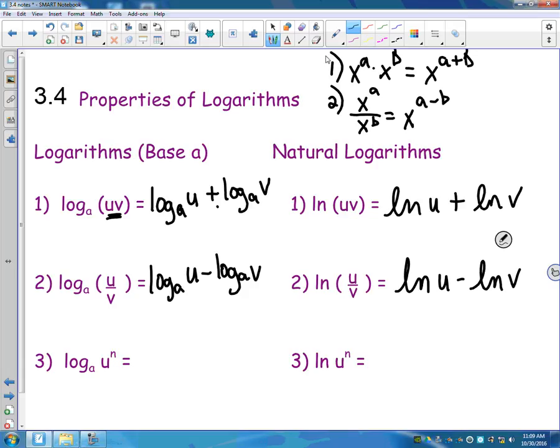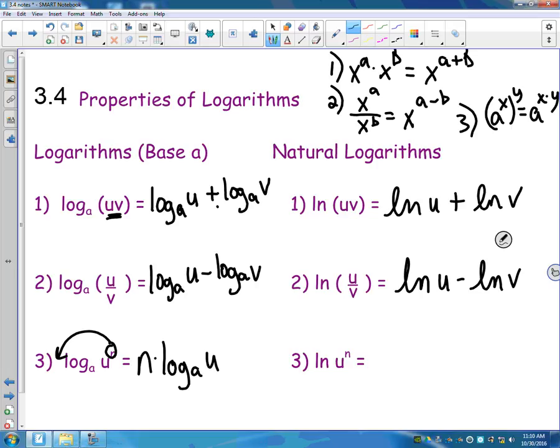And then the last property, remember if you have a to the x to the y, a power to a power, that's just multiplication. So that's a to the x times y. Well, that's what this last one is. Basically, when you have u to the n, the logarithm is an exponent and the n is an exponent, you can pull that n out front. And this is probably the most important rule when we're solving equations here. So we can write that as n times the log base a of u, or n times the ln of u.